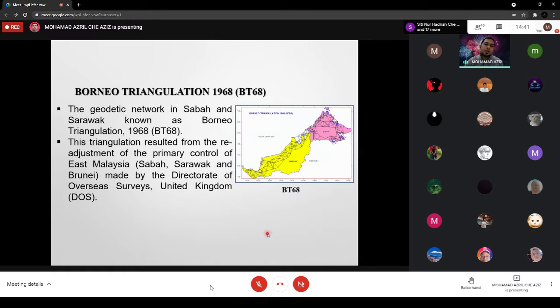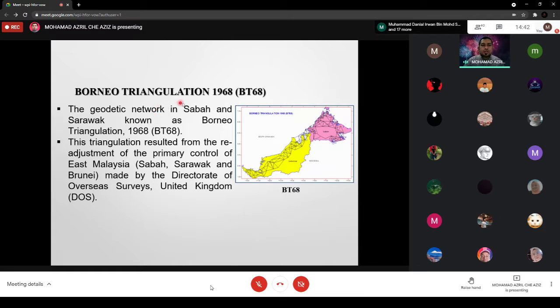Okay, don't find it difficult to understand, because I will only touch on the overview. Deep learning, you will learn in semester 4 geodesy. I only want to relate it to the geodetic datum term in the cadastral.